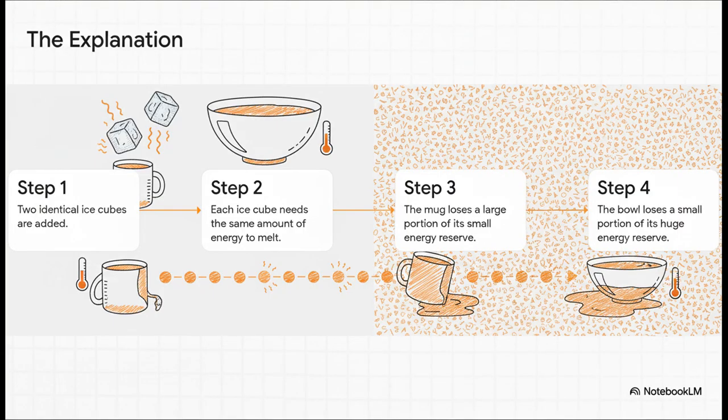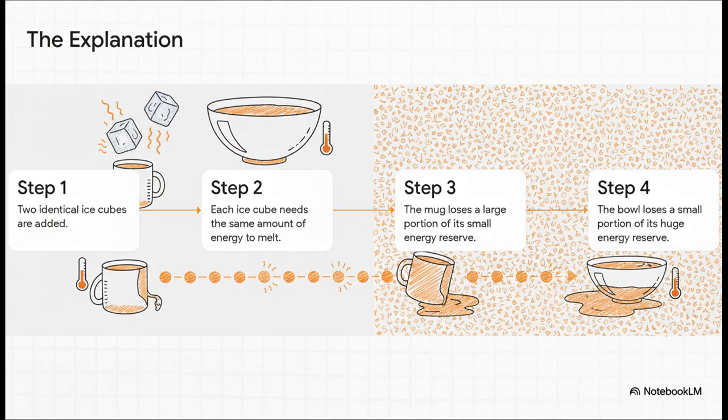To melt, an ice cube needs to draw energy from the soup. Think of it like a bill that needs to be paid. Since the ice cubes were identical, they both demanded the exact same energy payment. Now the little mug, with its pocket change energy reserve, paid the bill, but doing so took a huge chunk of its total energy. That's why its average energy, its temperature, took a nosedive.